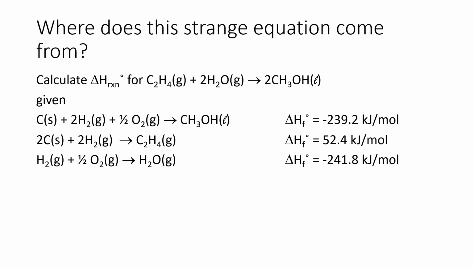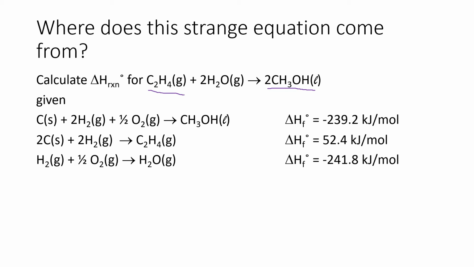So if we need to calculate delta H for the reaction of ethylene, which is C2H4, this is not quite an alkane. It doesn't have enough hydrogens, but the prefix eth for 2 carbons still holds. And so this chemical over here on the reactant side is called ethylene. So we're going to react ethylene with 2 waters to make 2 methanols. So here are 2 methanols. Notice there's just 1 carbon in this compound, which is where that meth prefix comes from.